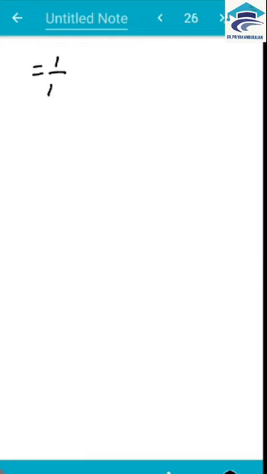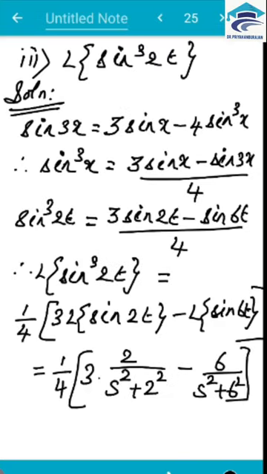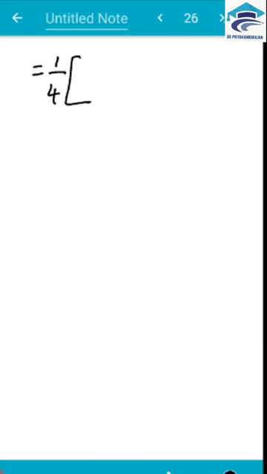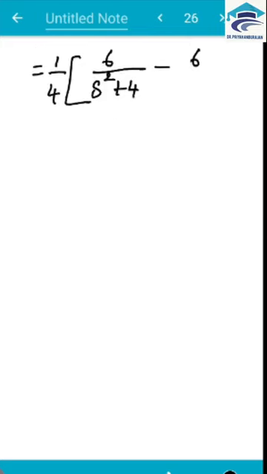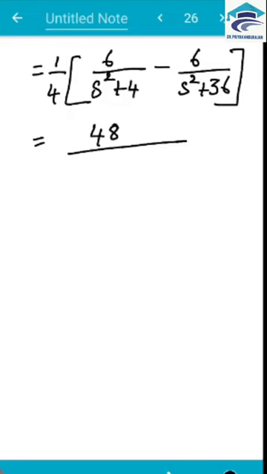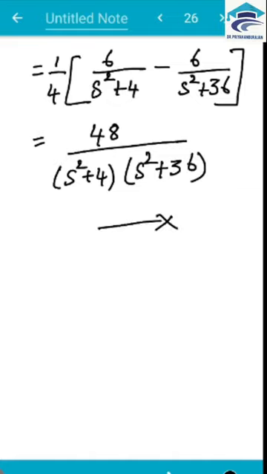This is equal to 1 by 4 into 3 into 2 is 6. 6 by s squared plus 4. So this is 6 by s squared plus 4 minus 6 by s squared plus 36. And this, if you evaluate, you will be getting 48 by s squared plus 4 into s squared plus 36. So this is the answer.